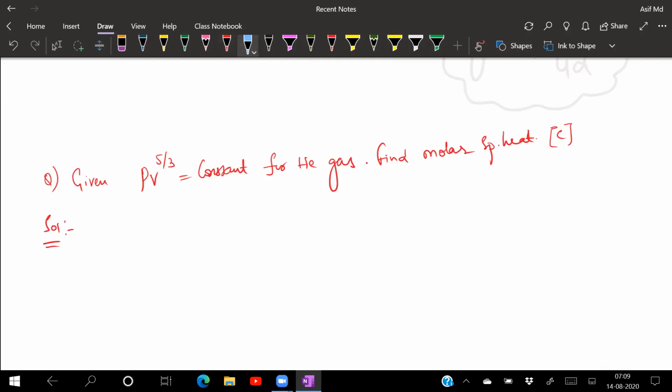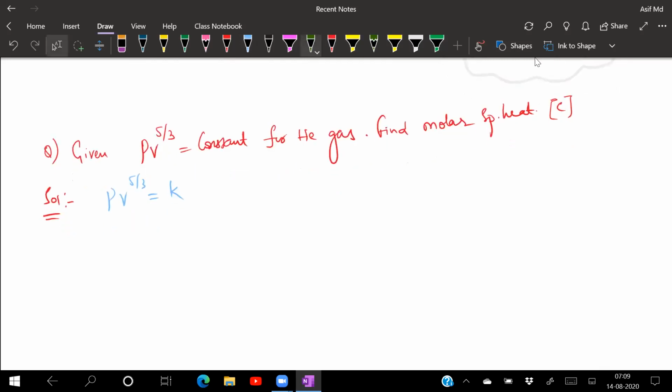So what is the given condition, beta? PV to the power of 5 by 3 is equal to a constant. What is our formula, beta? C of any process is equal to Cv plus P by n into dV by dT.